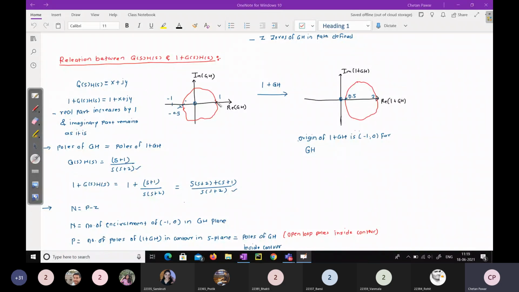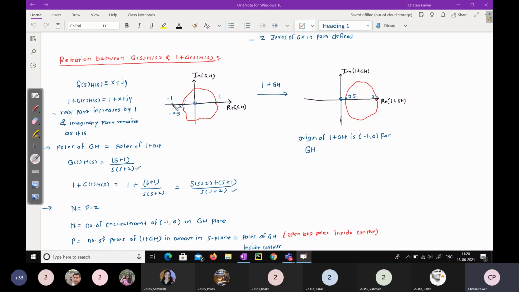So if I add 1 into this open loop transfer function, I add 1 to the real part of this complex number, giving 1 plus x. Only the real part will change, the imaginary part will be the same. So what will happen to the contour in the GH plane? It will get shifted by 1 unit to the right-hand side.